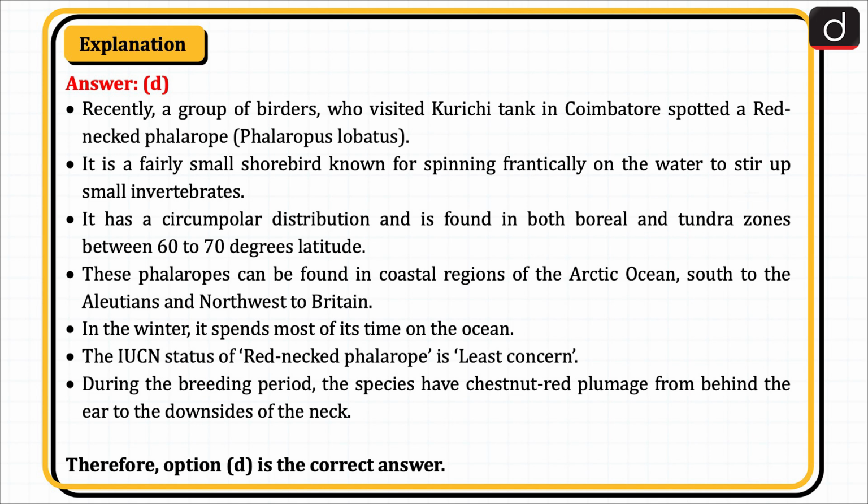In the winter, it spends most of its time on the ocean. The IUCN status of red-necked phalarope is least concern. During the breeding period, the species have chestnut red plumage from behind the ear to the downsides of the neck. Therefore, option D is the correct answer.